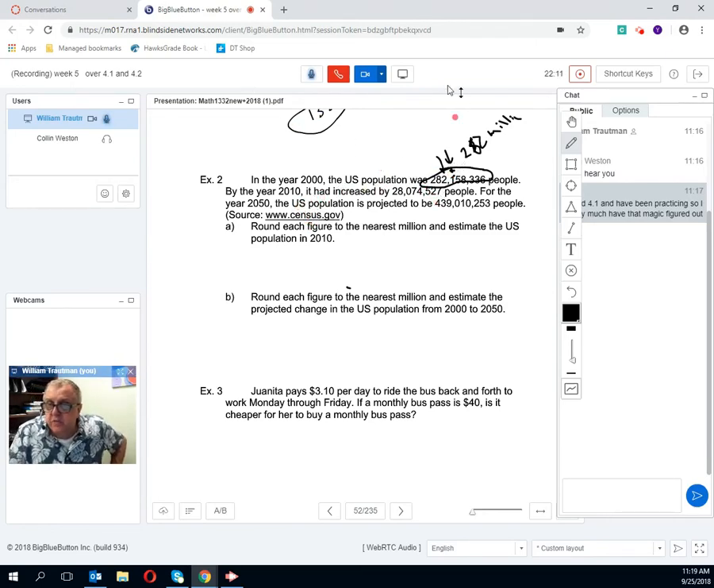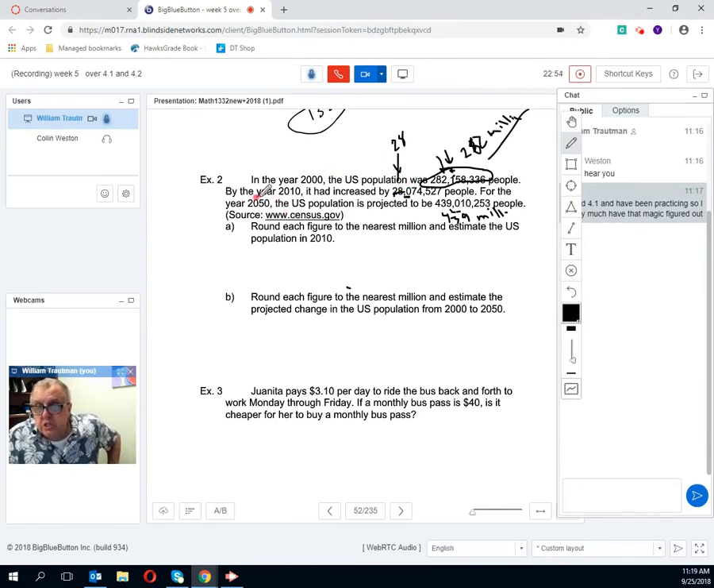Here, this 439 million, if you look at the next 100,000, is 0. So it's just 439 million. Round each figure to the nearest million and estimate the U.S. population. So in the year 2000, this was the population, and it increased by 28 million. If I round that, look to the right, it's a 0. It increased by 28 million for the year. In 10 years, it increased 28 million. By the end of 2010, it increased 28 million.